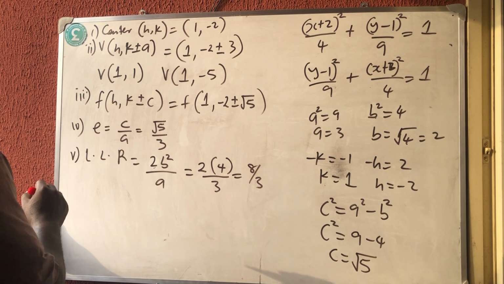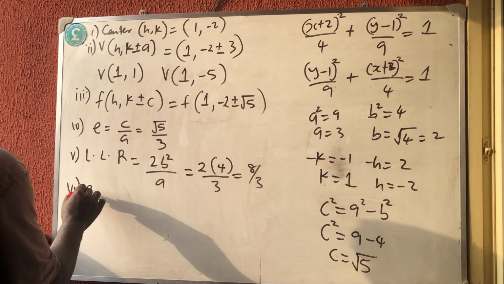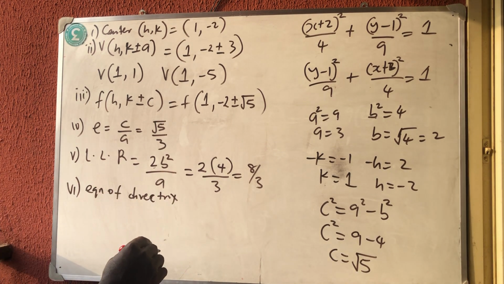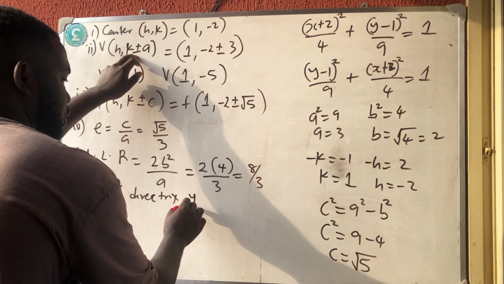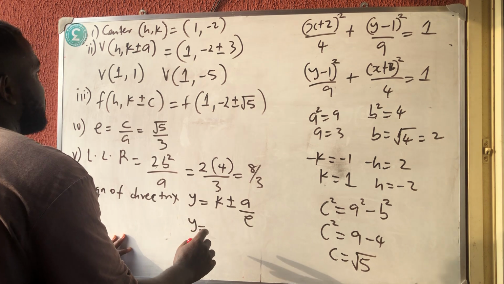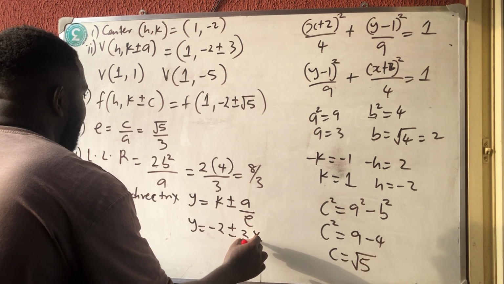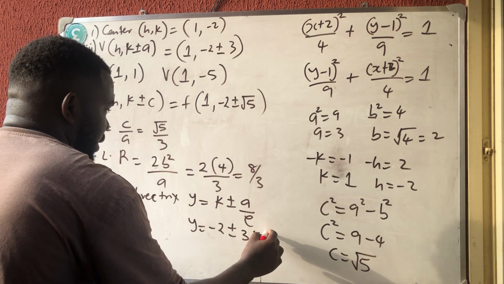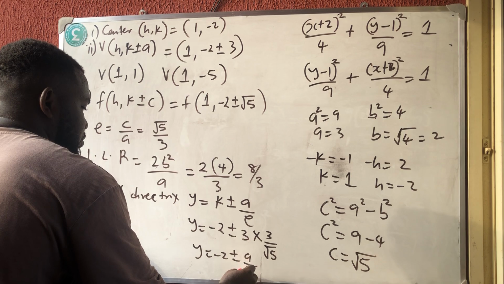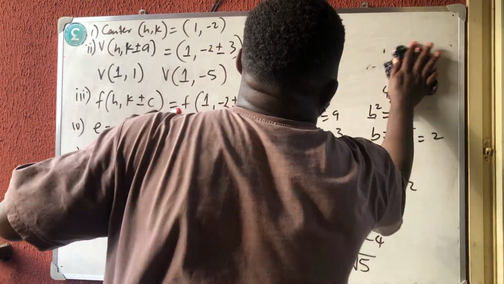So the next thing they are going to ask you is the equation of directrix, number VI. It's always 8 questions. The equation of directrix, I told you, is always gotten from the vertex. So y is equal to k plus or minus a, but you must put it over e. So the equation is y is equal to k, which is minus 2, plus or minus a, which is 3, divided by e, which is root 5 over 3. So you change and divide, you have 3 times 3 over root 5. So y is equal to minus 2 plus or minus 9 over root 5.